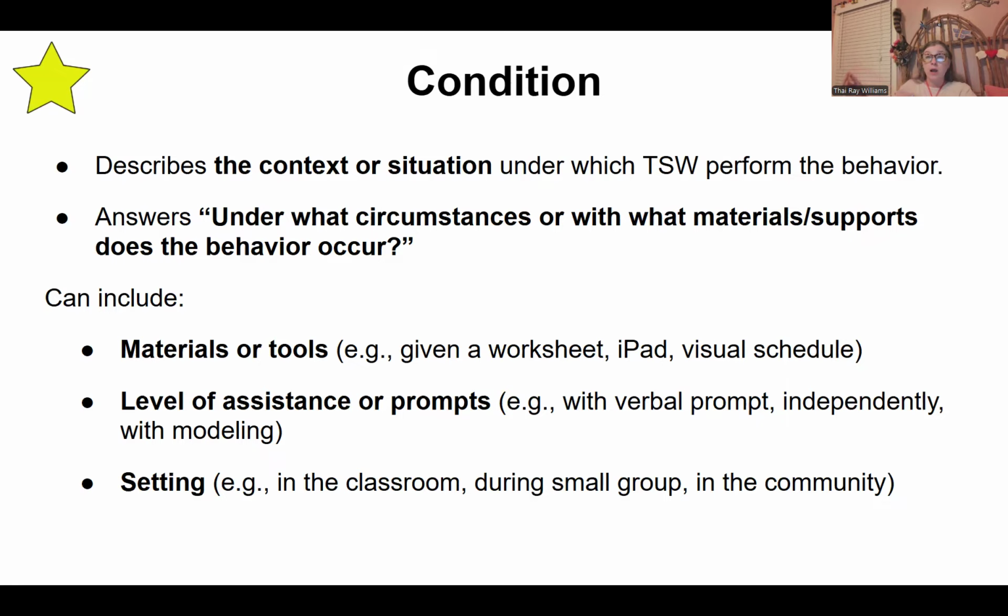So for example, our student might use their AAC device to engage in two-way conversation in a self-contained class, but they're not yet doing it in their general education class. So our condition might be, given inclusion in the general education classroom, Loretta will use her augmentative communication device to engage in two-way conversation with a peer, for example. So materials and tools, level of assistance or prompts, or setting.